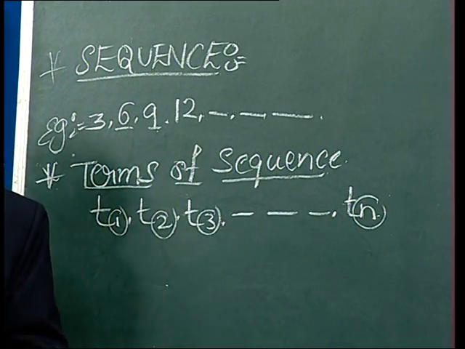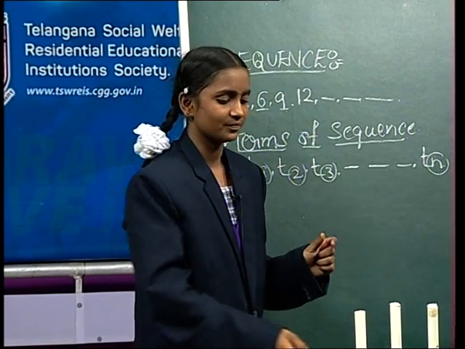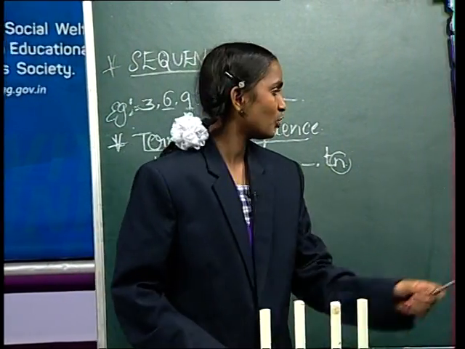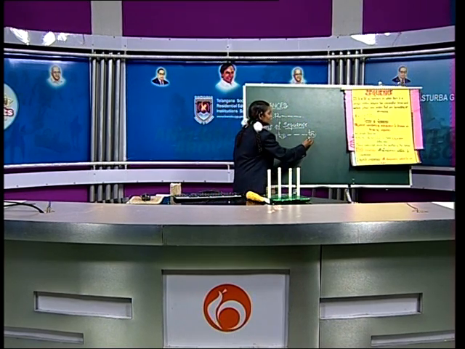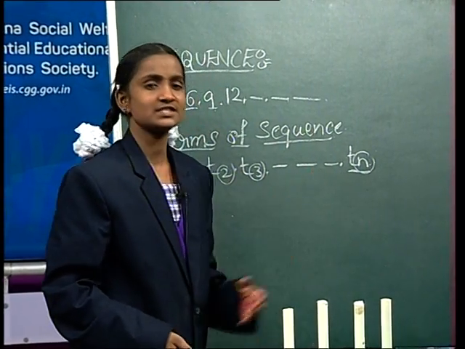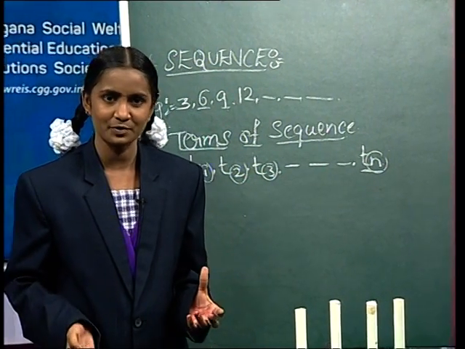Here 1, 2, 3 and n are the subscripts. These subscripts denote the position of the term. And here this Tn is the general form of an arithmetic progression.